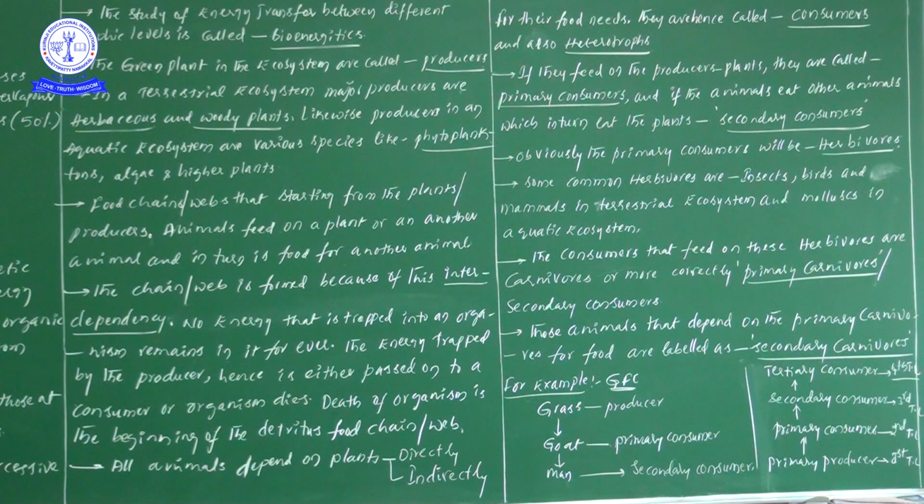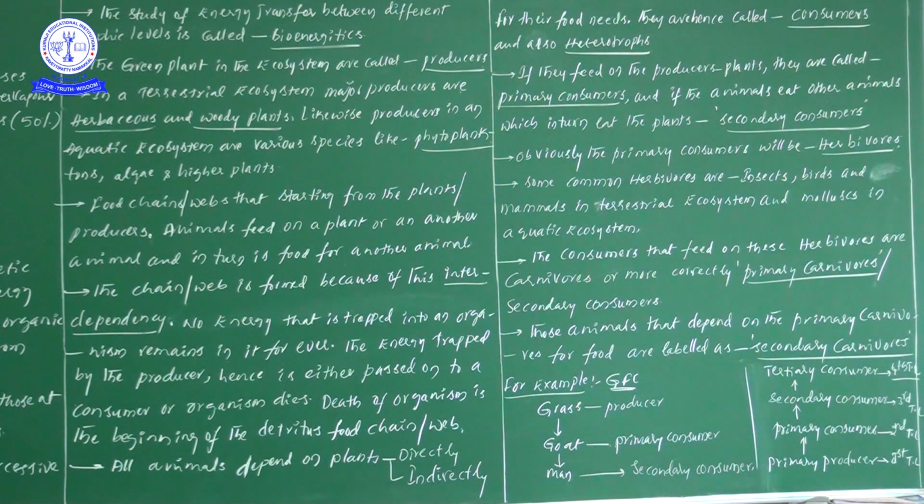Likewise, once you move up, what information have we taken for secondary consumers? If animals eat other animals which in turn eat the plants, that particular animal can be taken as a secondary consumer. Some common herbivores are insects, birds and mammals in a terrestrial ecosystem. Those are the examples they have given.